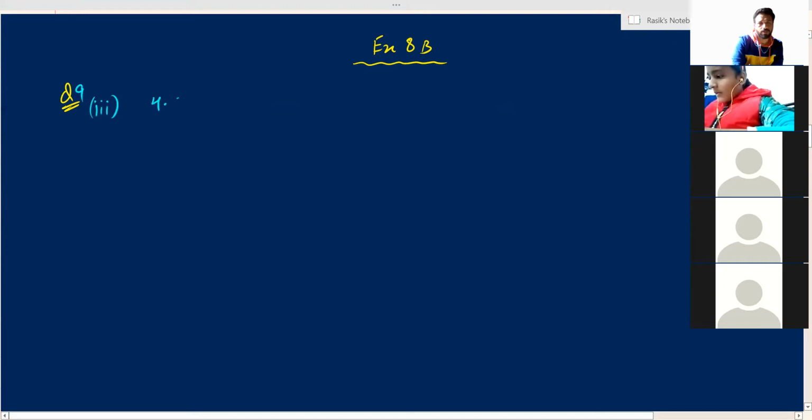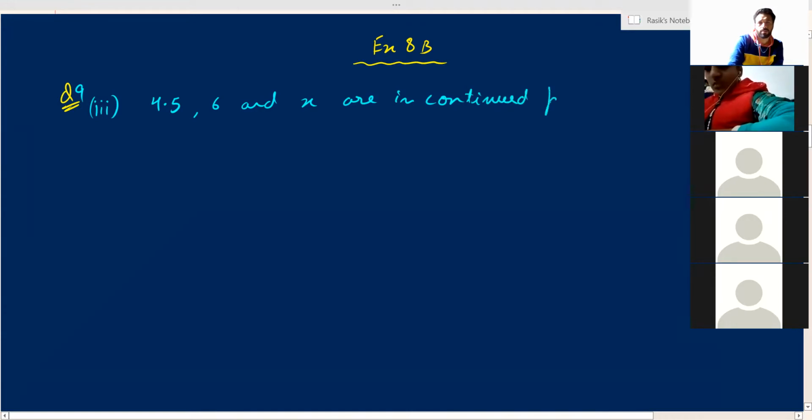So let the third proportion be x again. 4.5, 6 and x are in continued proportion. So 4.5 is to 6 as 6 is to x. A into D is equal to B into C.